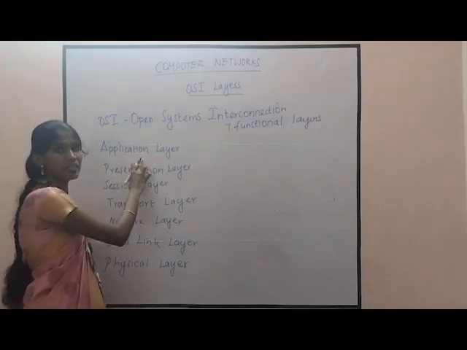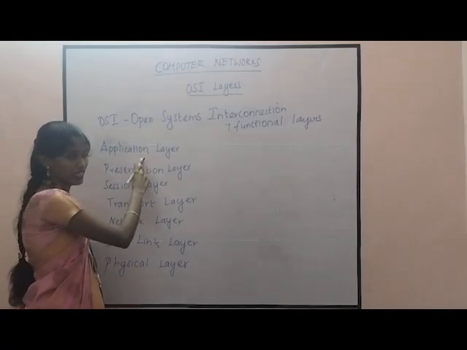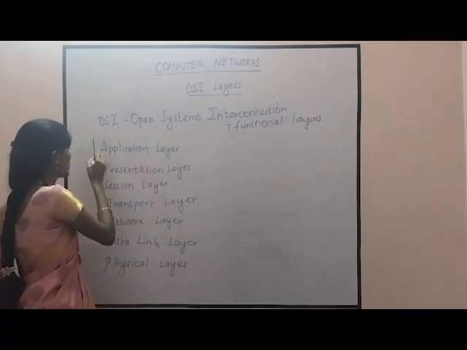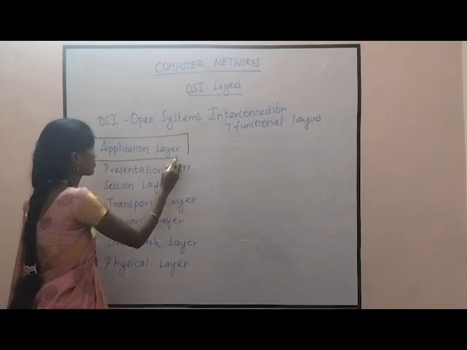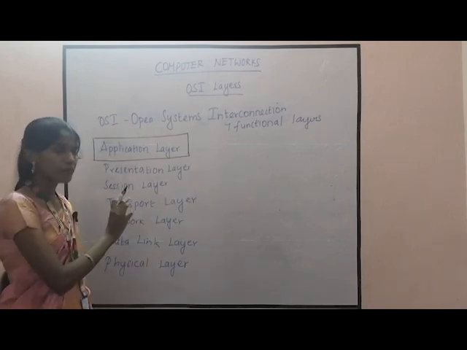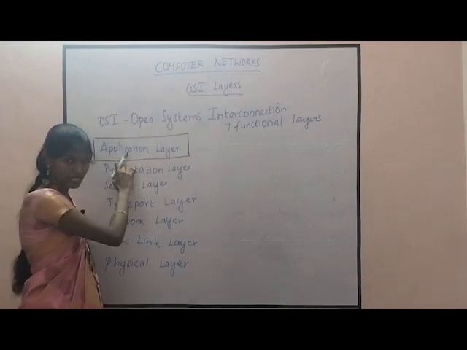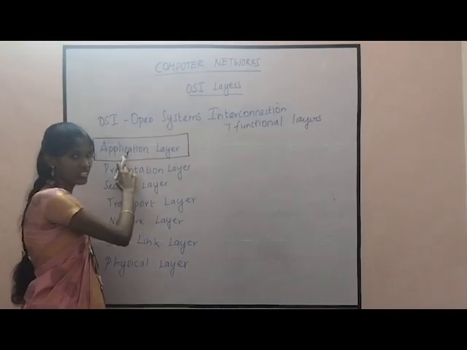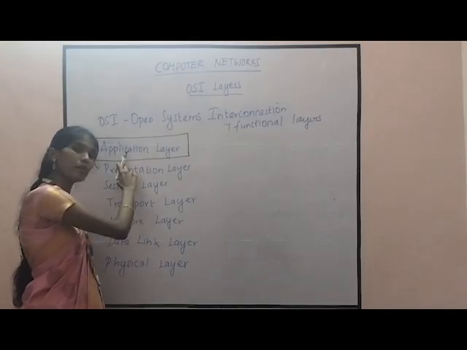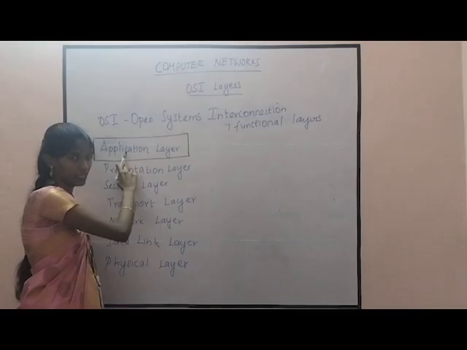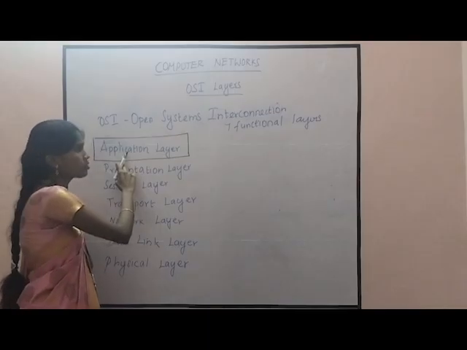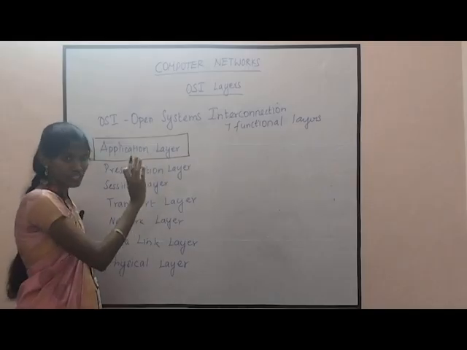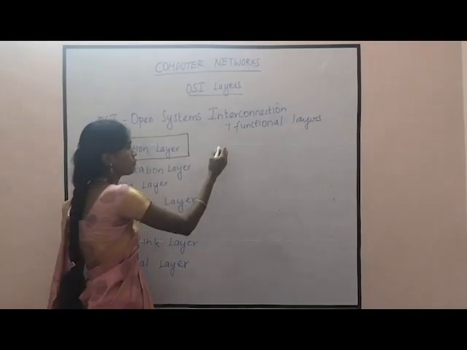Now let me tell you about the application layer. So consider this. From the name application itself, it is understood that this layer is dealing with applications. And applications are of different types, and each application has its own format. Okay. So here my information is called data.